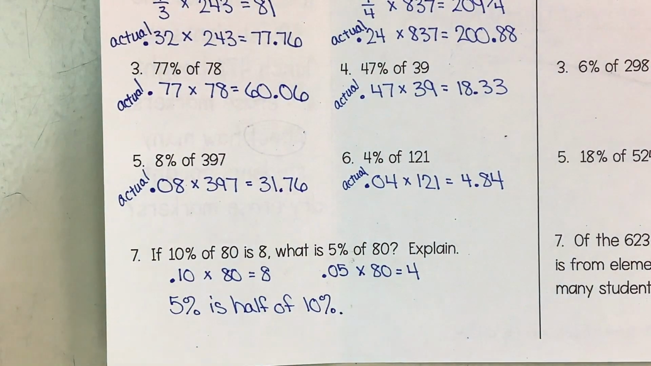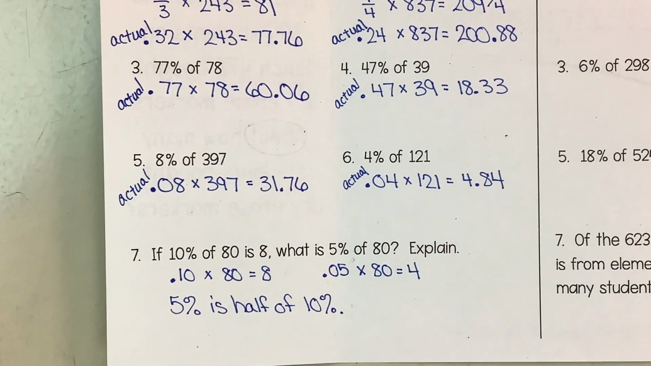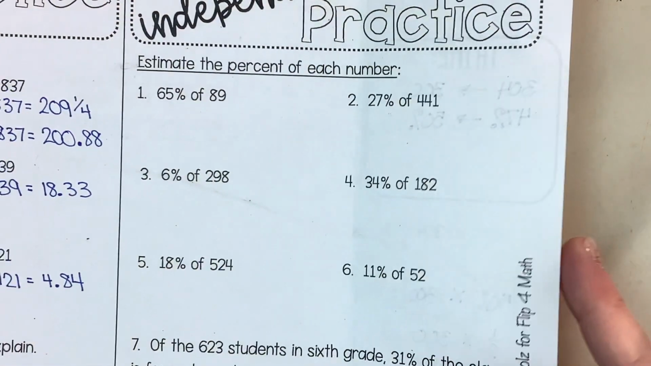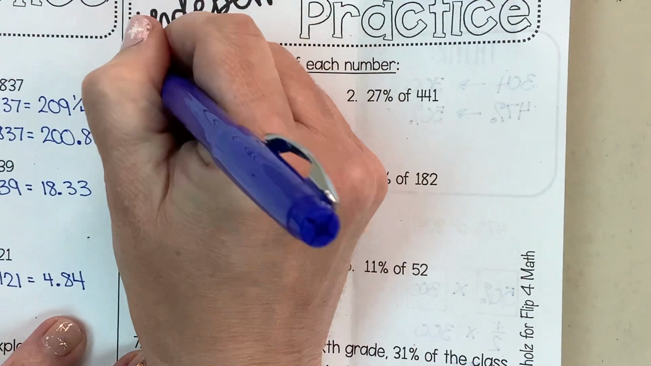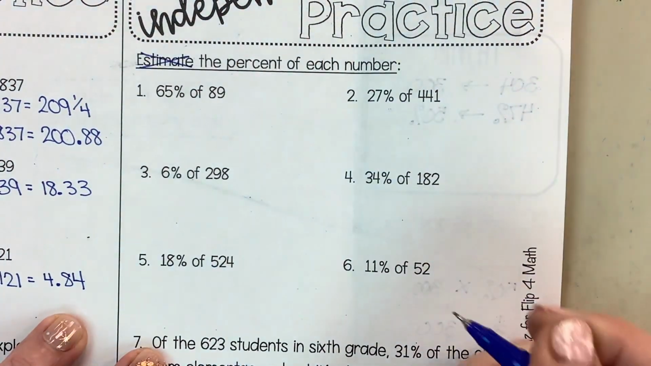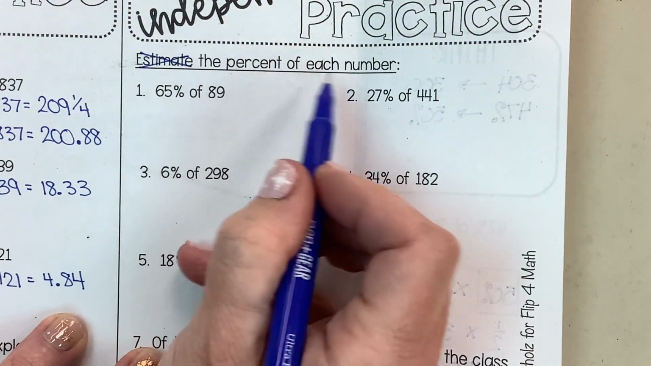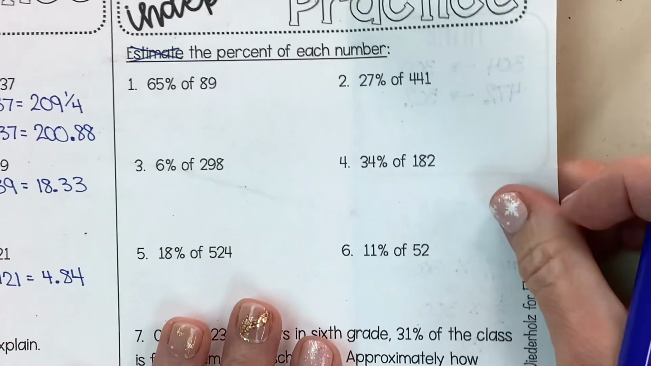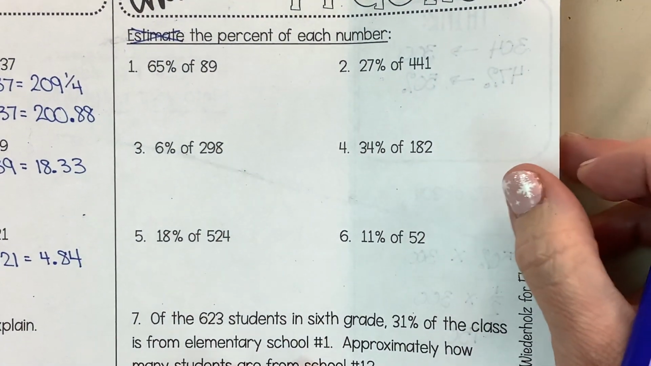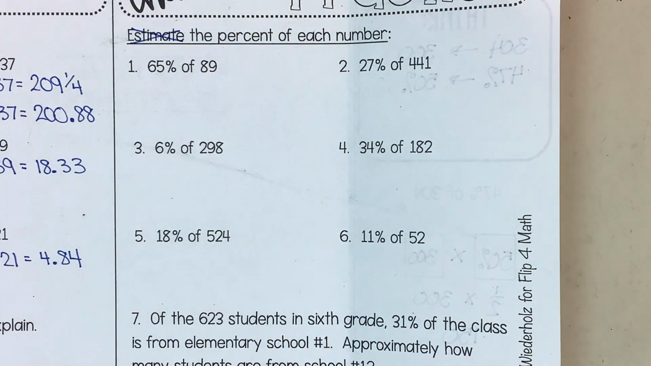So what I'd like you to do now, if there is still time, is come over here to the independent practice side. I do not want you to find the estimate, so go ahead and cross that out. I want you to find the actual percent of each number. Go ahead and work through those. I will have those answers on the slide in just a minute so that you can check those.